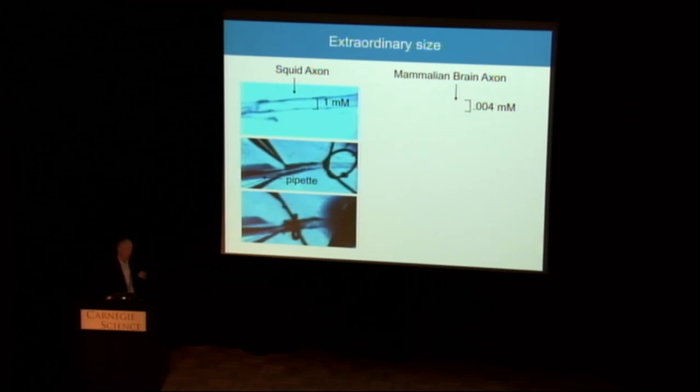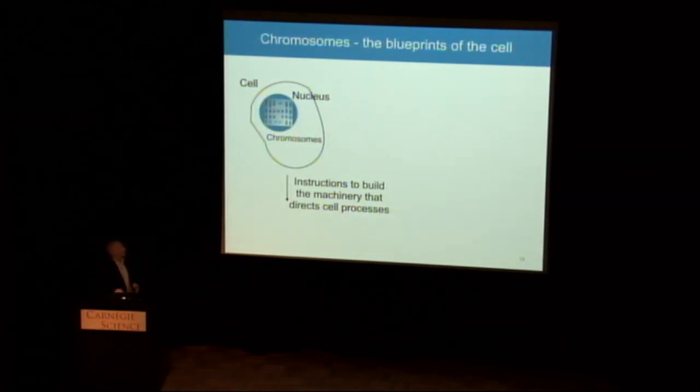So that's an example where extraordinary size makes a difference. Now I'm going to turn to another example. Here's the nucleus. It's got chromosomes inside of it. The chromosomes are critical because they are sort of the blueprints of the cell. They have instructions to build the machinery that directs cell processes.